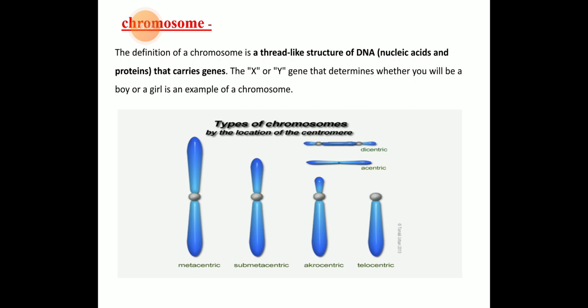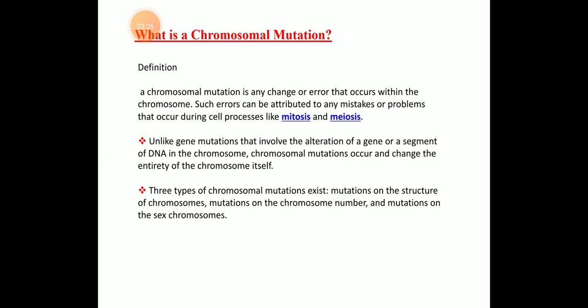Next, what is chromosomal mutation? Chromosomal mutation is any change or error that occurs within the chromosome. Such errors can be attributed to mistakes or problems that occur during cell processes like mitosis and meiosis. Unlike gene mutation, which involves the alteration of a gene or segment of DNA in the chromosome, chromosomal mutation occurs and changes the entirety of the chromosome itself.